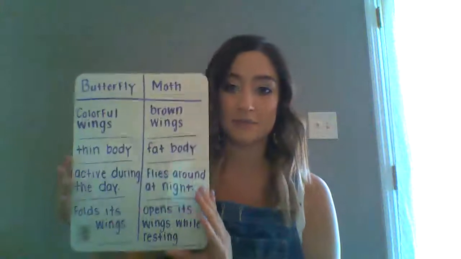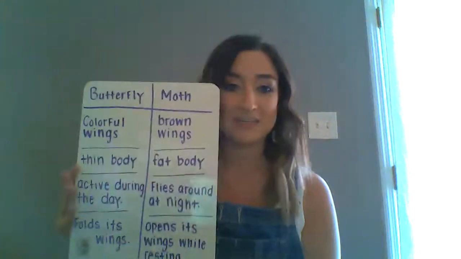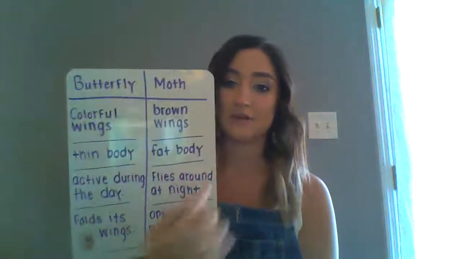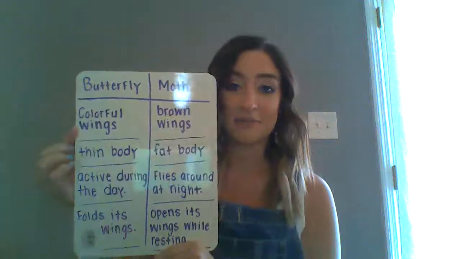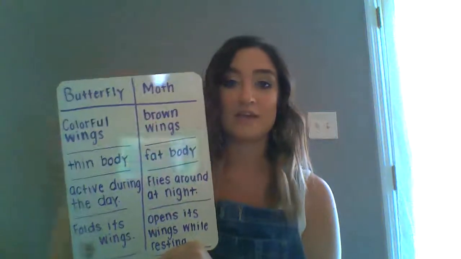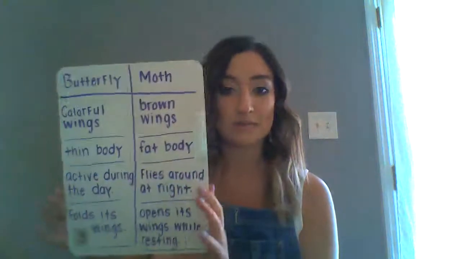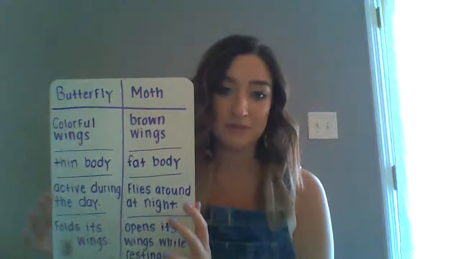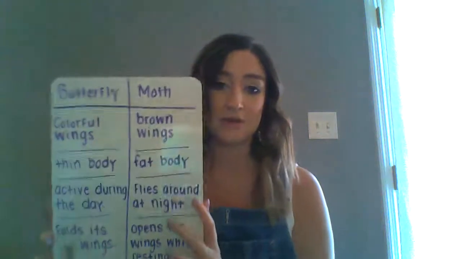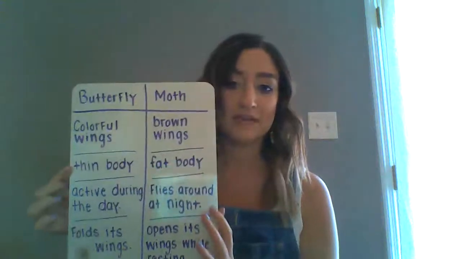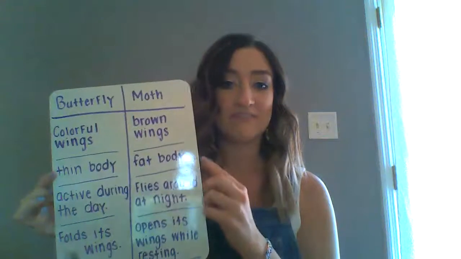So I have just made a T-chart, and remember we make these in class all the time. And I know that this is probably backwards for you, but I'm just going to read it. So on this side, we have the differences between the butterfly and then the moth over here. So the first thing is that a butterfly has colorful wings and a moth has brown wings. So if you see like an orange or a yellow butterfly, you can tell automatically that that's a butterfly because they are very colorful, whereas a moth is brown or tan or beige. The butterflies have thin bodies, whereas moths have fatter bodies.